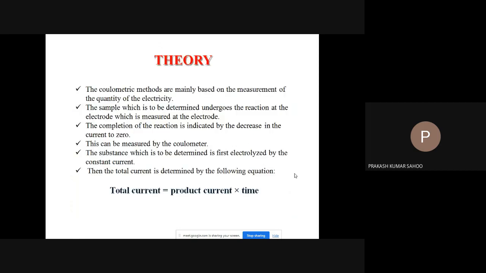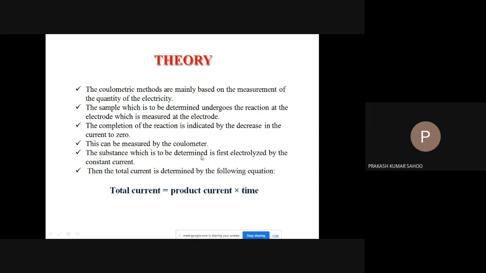What is the theory behind this? The coulometric methods are mainly based on the measurement of the quantity of electricity. This is the measurement of the quantity of electricity in coulombs. That's why it is coulometry. A sample which is to be determined undergoes a reaction at the electrode, which is measured at the electrode. The completion of the reaction is indicated by the decrease in the current to zero. So in coulometry, when the current decreases to zero, that indicates the reaction is completed. This can be measured by a coulometer.